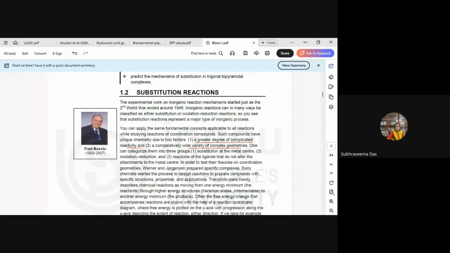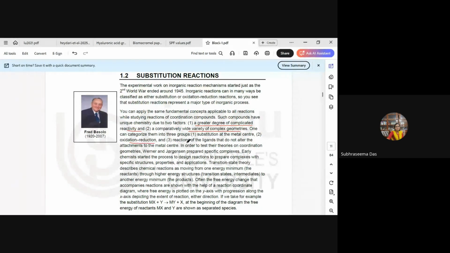These inorganic complexes we can categorize into three groups. First is substitution at the metal center. The second is the oxidation-reduction reaction, and the third type is reaction of the ligands that do not alter the attachments to the metal center.